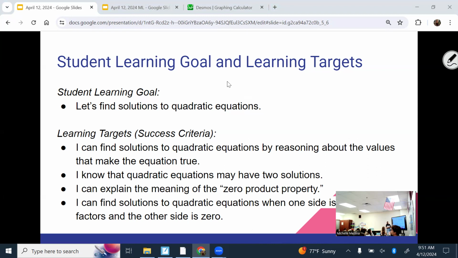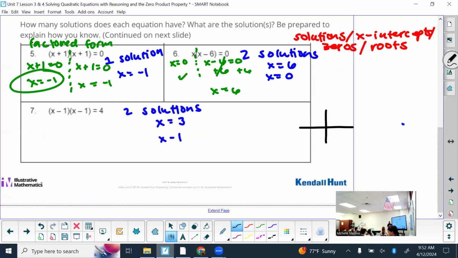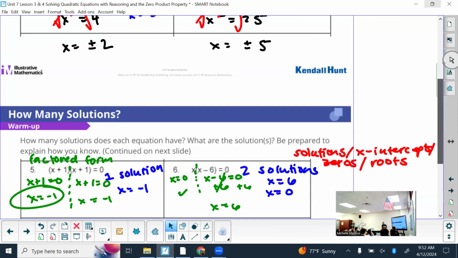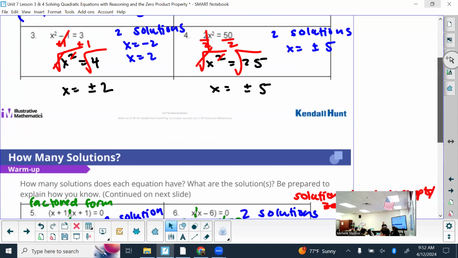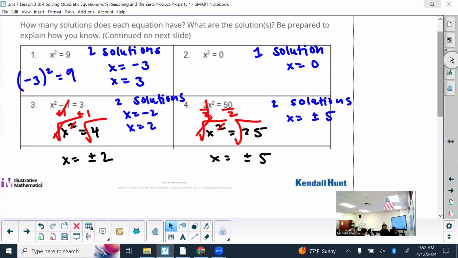So you need to be able to find solutions by reasoning. So that would be like guess and check, kind of like what we just did. You need to know that quadratic equations may have two solutions. So look at all the problems in our warm-up. Are these all quadratic? Yes, they all are.